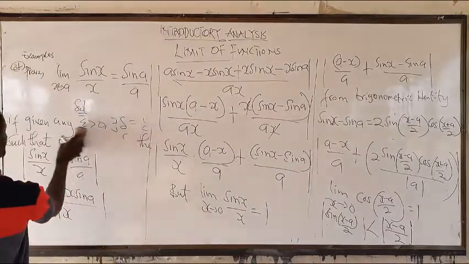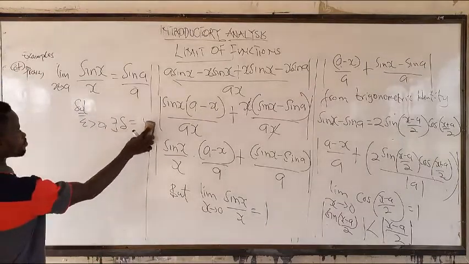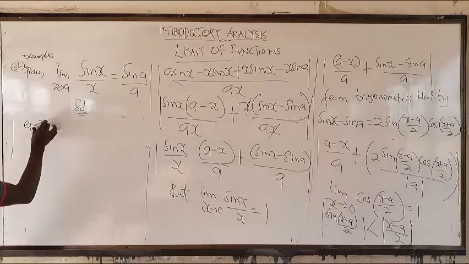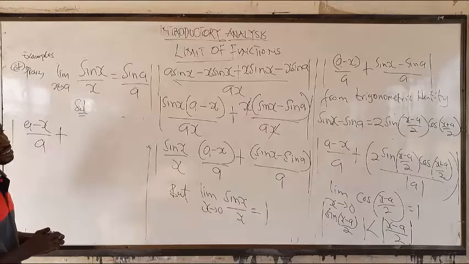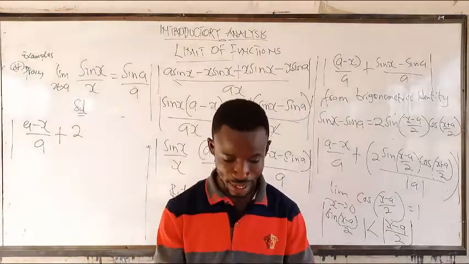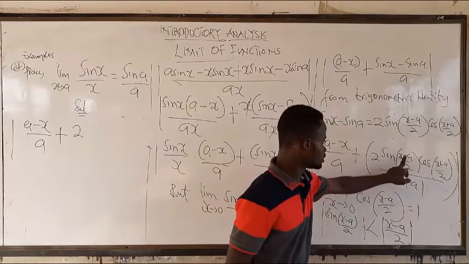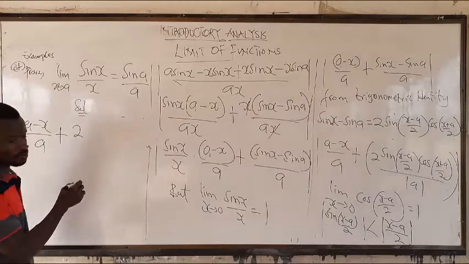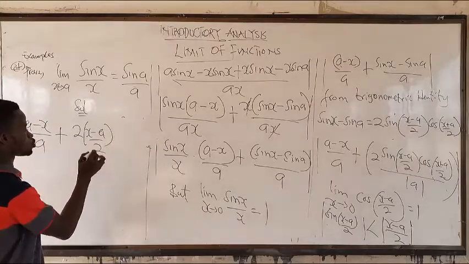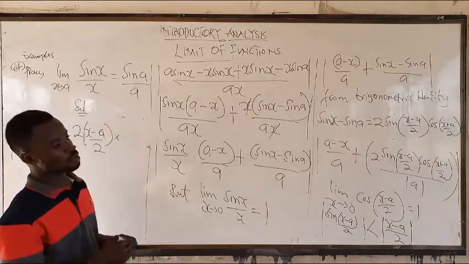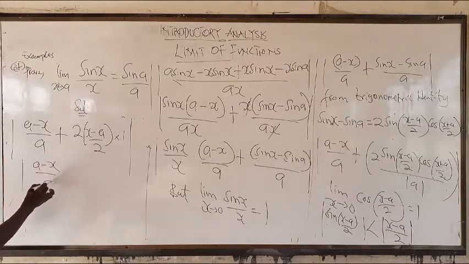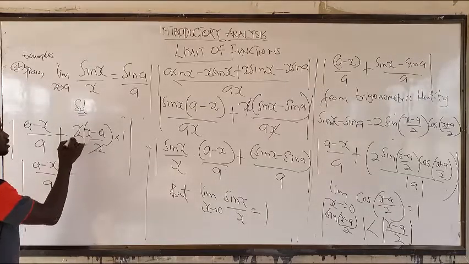So in all, by substitution, we are going to get A minus S over A plus 2 will be multiplied by the inside, which is S minus A, then over 2. That will also be multiplied by 1. So we get A minus S over A plus this cancel this.